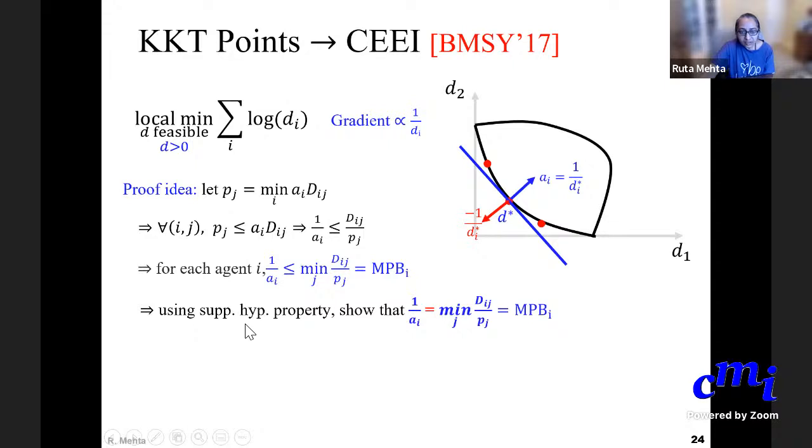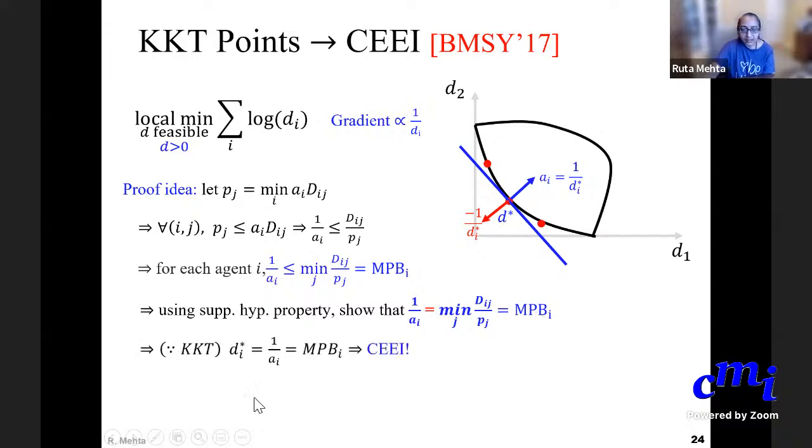Now, using the supporting hyperplane property, we can show that 1 over ai is exactly, so this is not an inequality, but this has to be exactly equality, minimum over j of dij over pj. I'm not telling you why, but basically it just uses the fact that at this point, ai dot d star is minimum. For any other point, it's more. Using that, you can prove that this has to be equality. That means 1 over ai is exactly MPB_i.